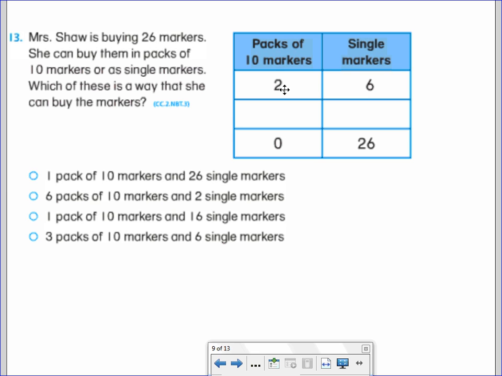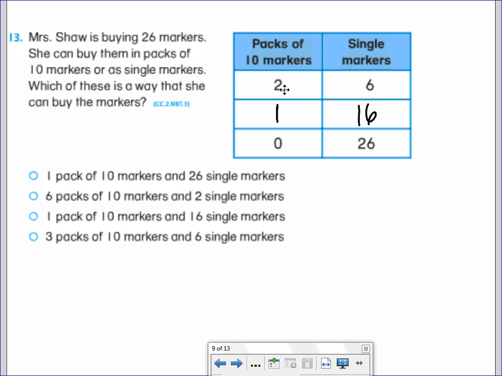If I broke apart one of those 10s into 1s, and I only had 1 ten left, how many 1s would I have, Sarah? 16 ones. Great. And then if we look at the pattern, 2 tens, 6 ones, 1 ten, 16 ones, 0 tens, 26 ones. So as these numbers get smaller, the digit in the tens place gets bigger.